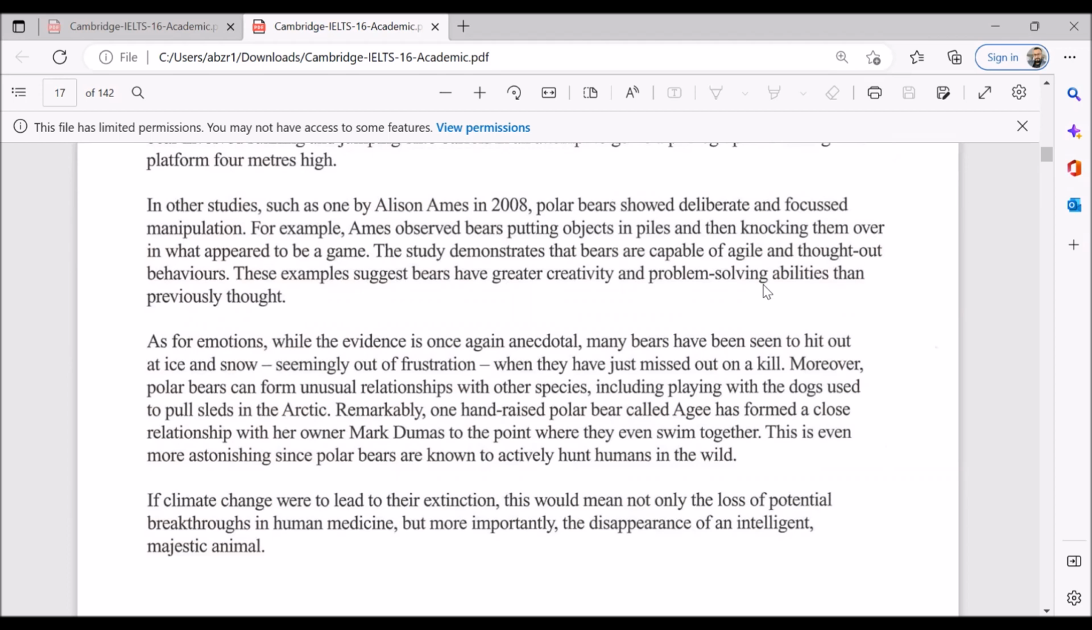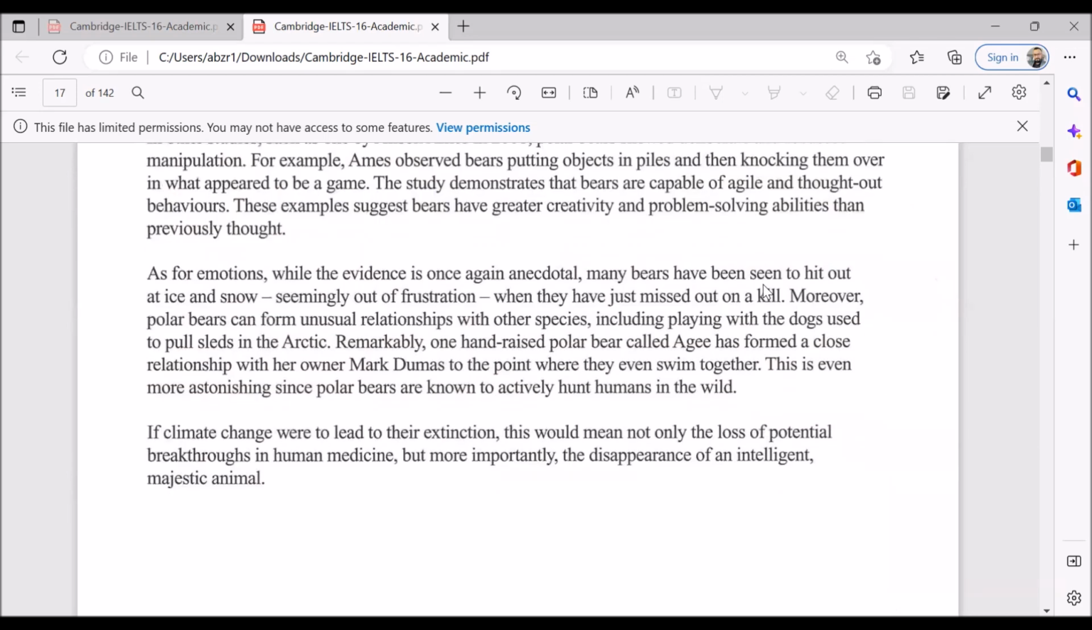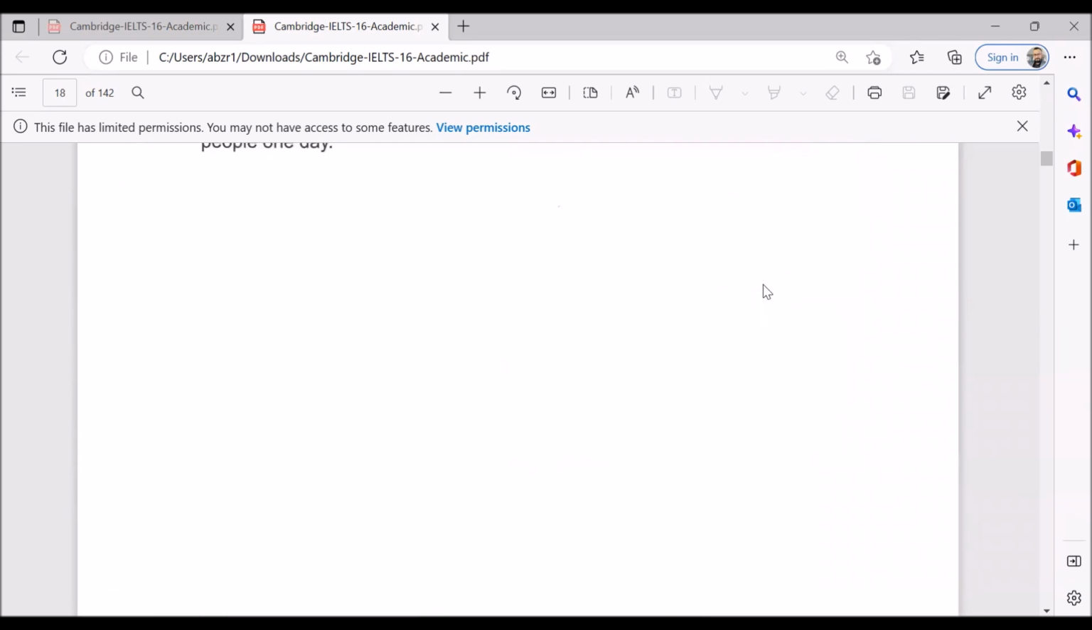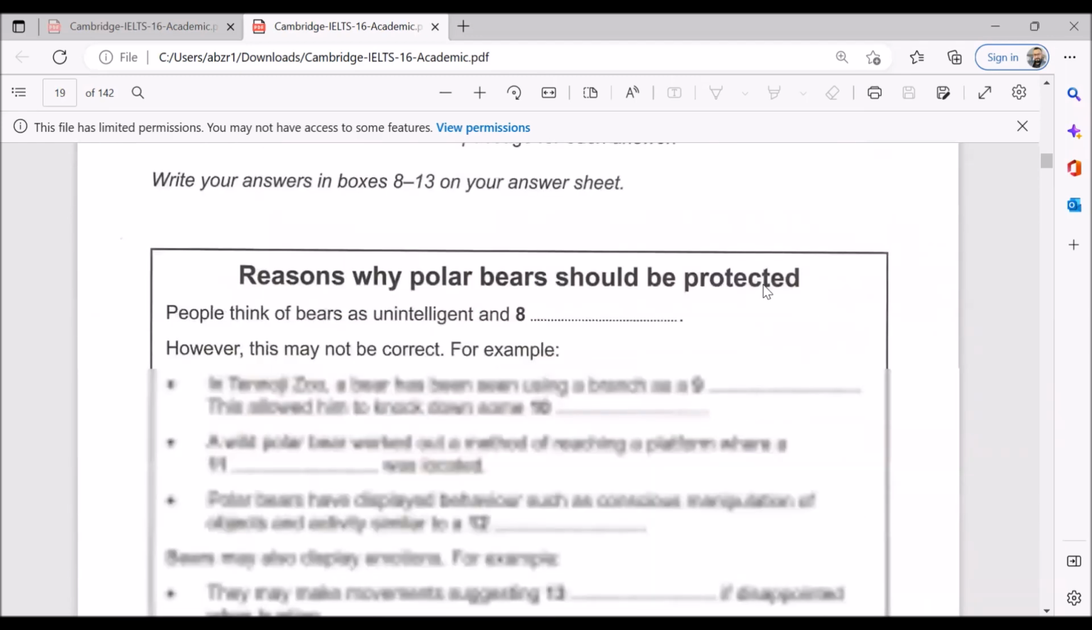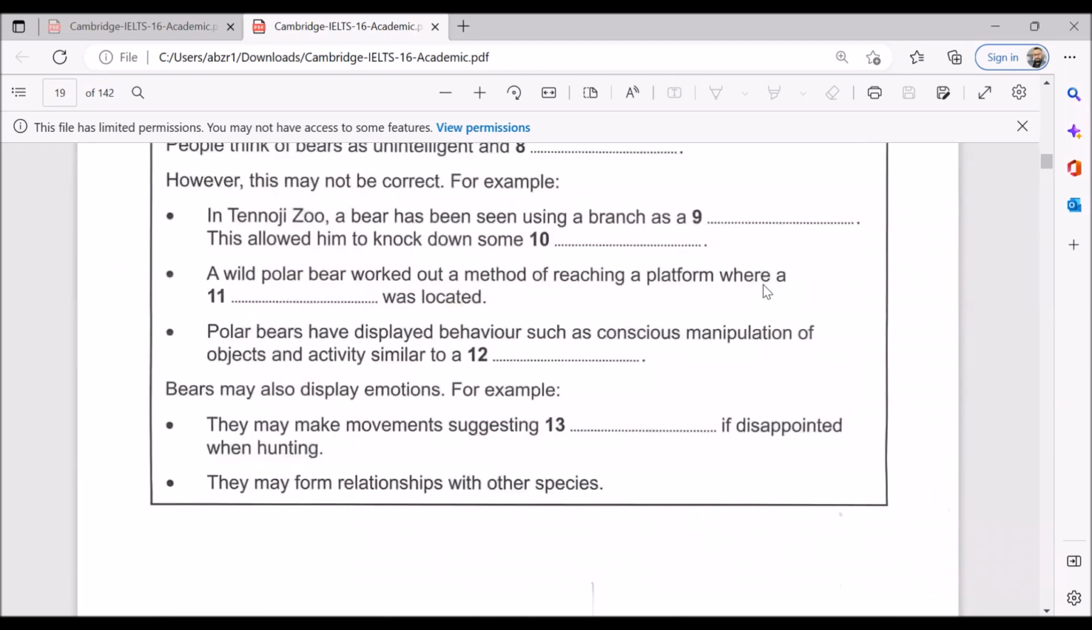For example, Ames observed a bear putting objects in piles. This is the first part of the question, and knocking them over in what appeared to be a game. Oh, yeah. They are considering these things as a game. And the question says, in question number 12, polar bears have displayed behaviors such as conscious manipulation of objects and activities similar to a game.